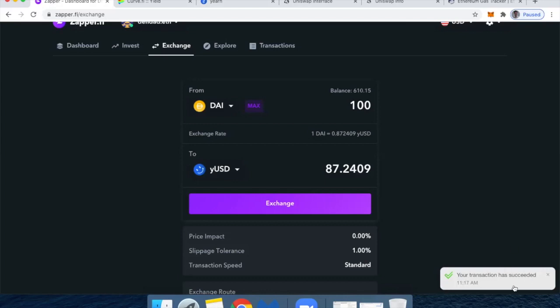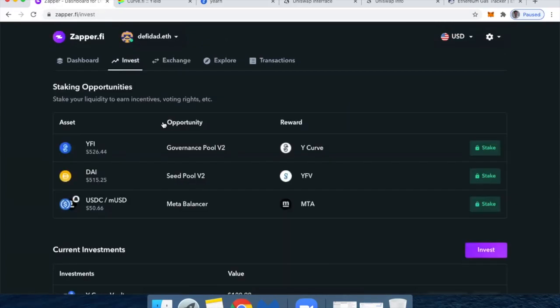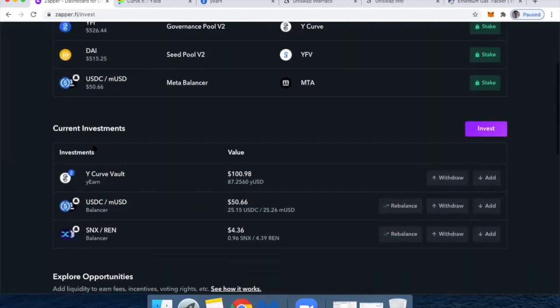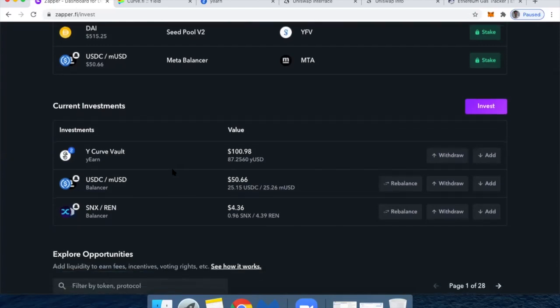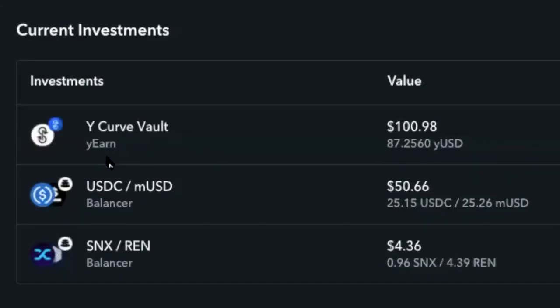Okay, so the transaction has succeeded. So in the invest tab is where I normally track my current investments. So these are investments like being a liquidity provider or being in one of the yearn yVaults. The Y curve vault by yearn is showing $100.98, and that is the 87.256 yUSD.